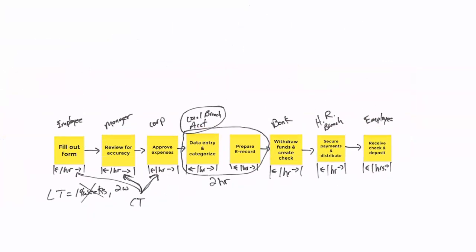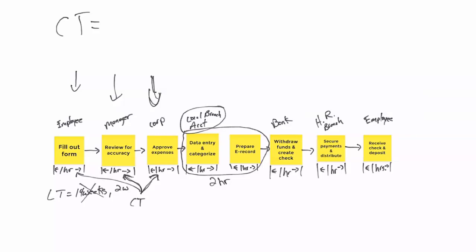So now with all of the steps laid out, let's do a quick arithmetic to sum up all of the cycle times. If we add form fill out, review for accuracy, approval of expense, we're now at a maximum of 3 hours. In reality, the review and approval probably took a lot less than an hour, but let's just call it an hour to make the math simple. So we're at 1, 2, 3 hours here.